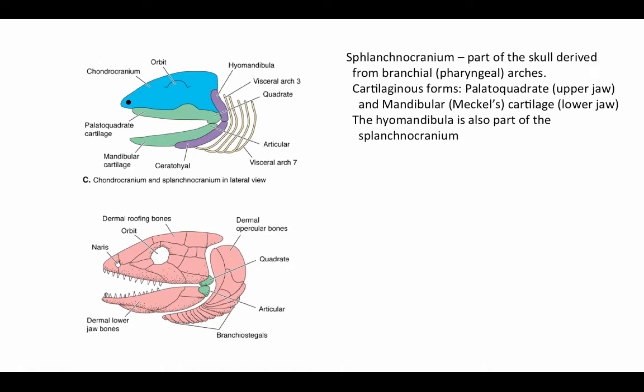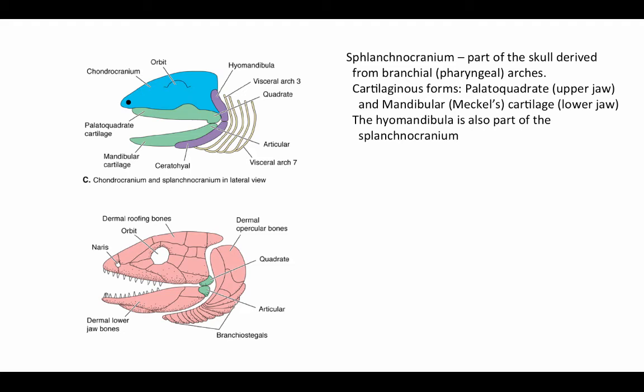Now that we've learned a little bit about the dermatocranium, we can come back to the story of the Splanchnic Cranium. So remember that the Splanchnic Cranium is the part of the skull derived from branchial arches. So it includes the elements derived from the first and second arch, the mandibular and the hyoid arch, but not the other branchial arches. So we saw that in their cartilaginous forms, they are known as the palatoquadrate, and that's the upper jaw, and the mandibular or Meckel's cartilage, that forms the lower jaw.